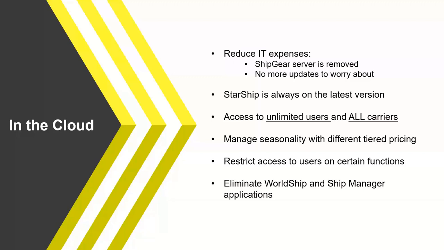StarShip allows access to unlimited users as well as unlimited carriers, meaning whatever carriers we integrate to will be provided to you at no additional cost. Whereas with our on-prem instance, you're buying those kind of a la carte. We give that to you for one monthly cost, essentially. Manage seasonality. We have a lot of seasonal shippers out there. So again, being able to change your plan throughout the year based on your peak and off seasons is very important.